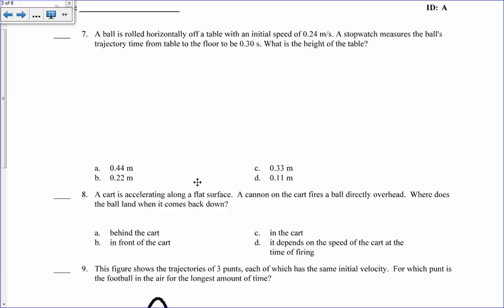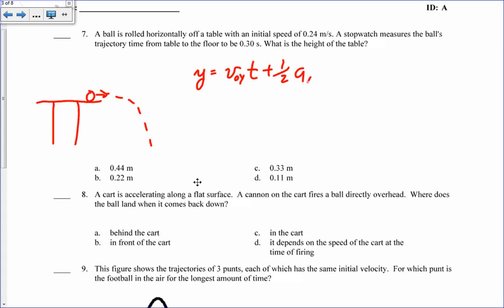The ball is rolled horizontally off a table with an initial speed. So I have this ball. It has initial speed, and it goes like that, just like we did in the lab. The time is 0.3 seconds. What is the height of the table? So we say y equals v0y t plus 1/2 ay t squared.